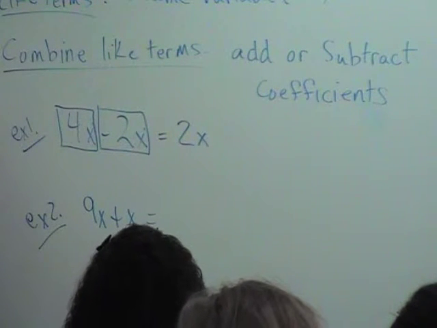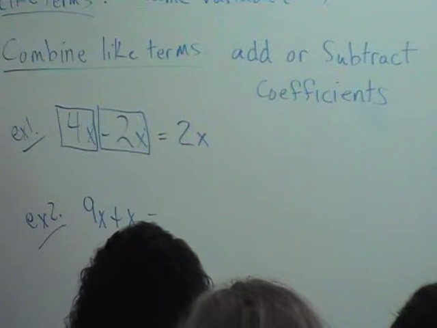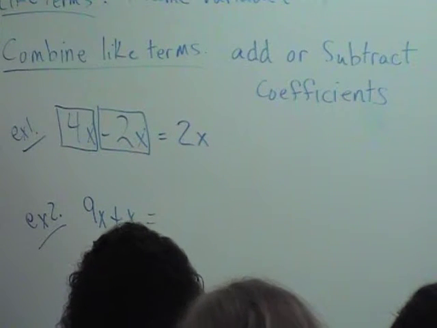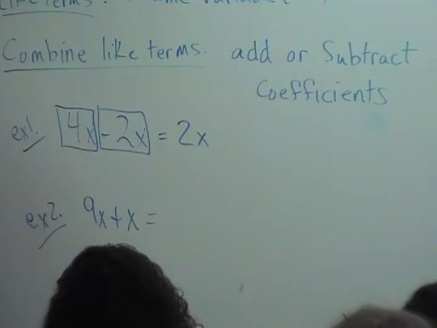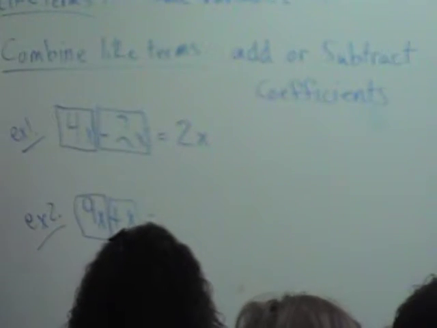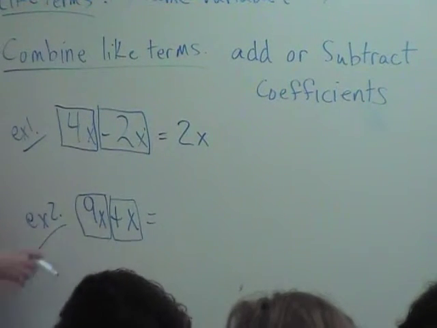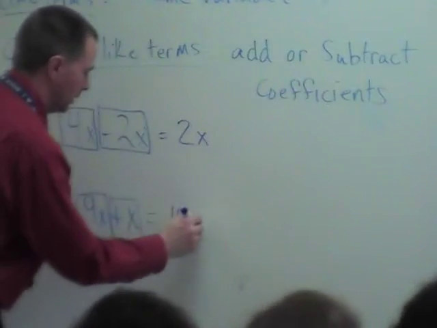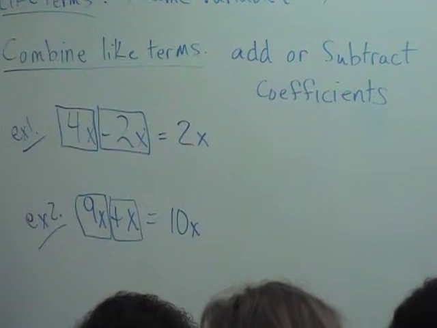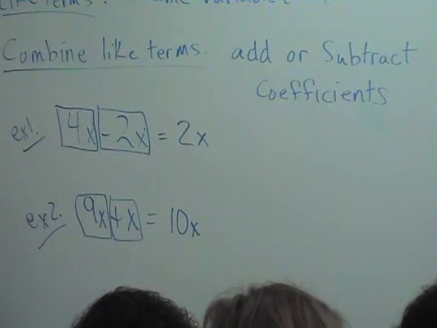Right. Doesn't every variable have one? Yep. So, Brady, how do I combine them? What do I get? You get 10. That's right. This is a 9x, and this is a plus 1x. So 9 and 1, we add the coefficients. 9 and 1 is 10x. Do not change the exponent.